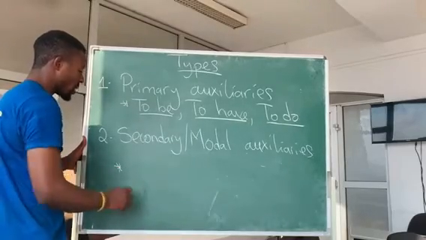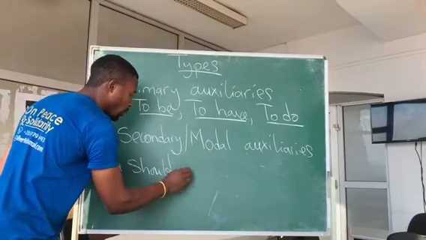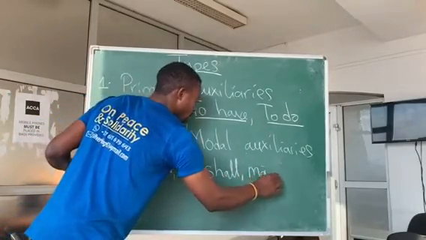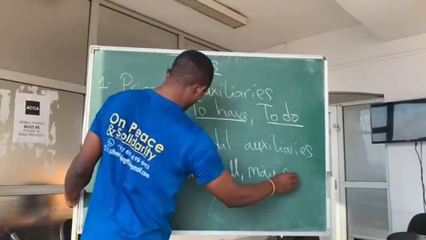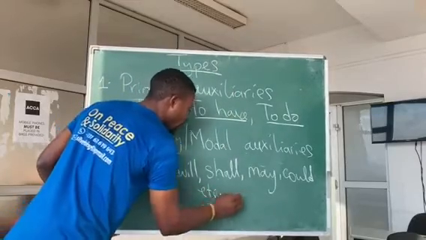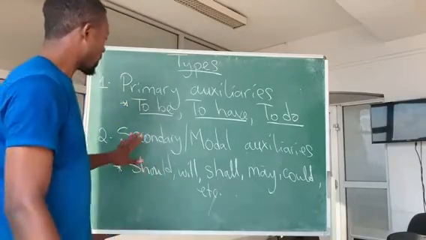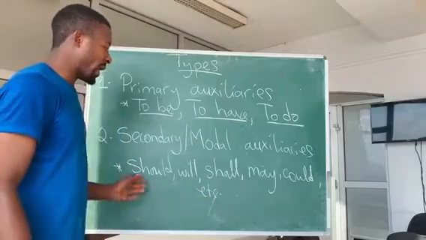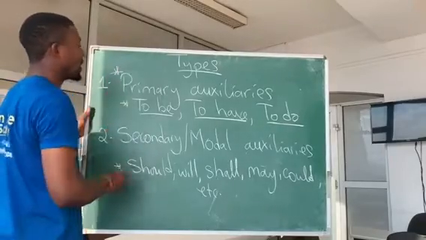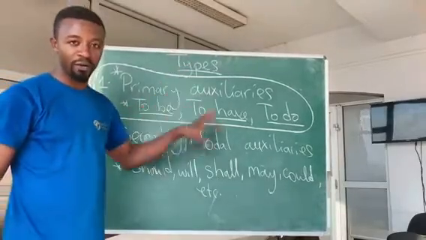which are, for instance, should, will, shall, may, could, etc. Of course, there are a lot of them. There are a lot of secondary auxiliary verbs. And our focus is going to be on the primary auxiliary verbs. This is where we are going to focus. This is our focus for today.